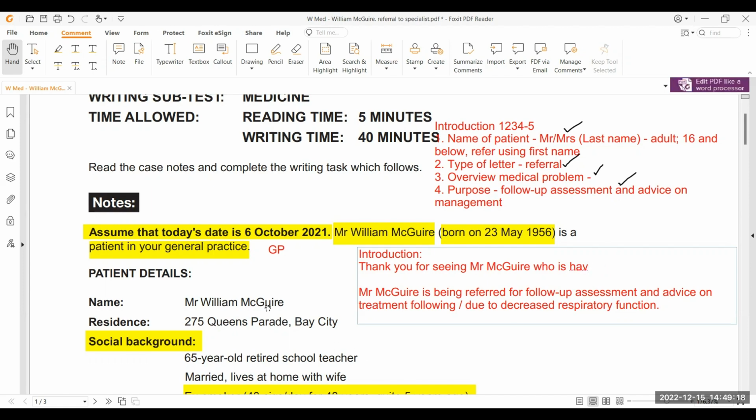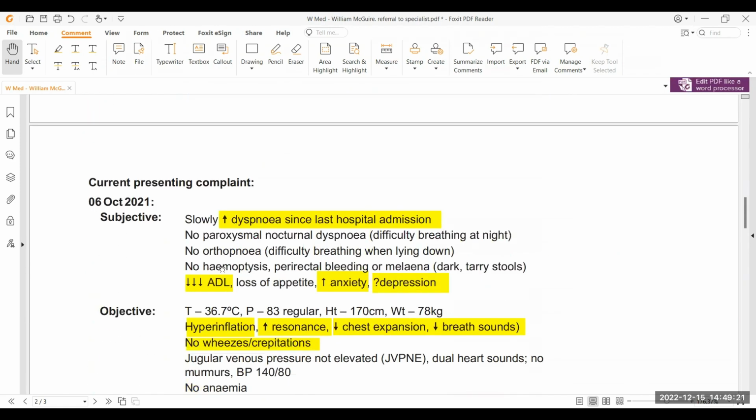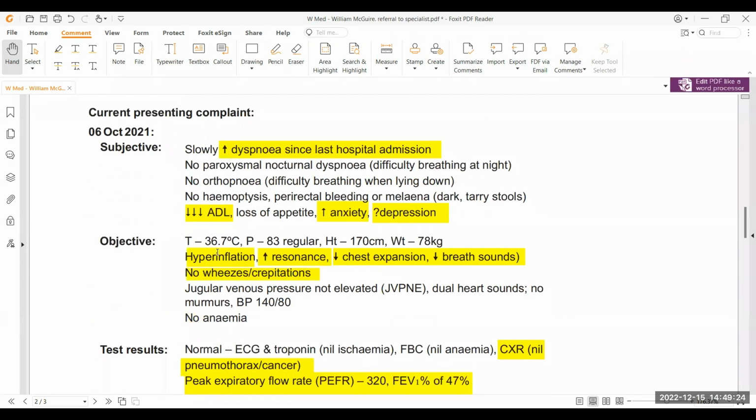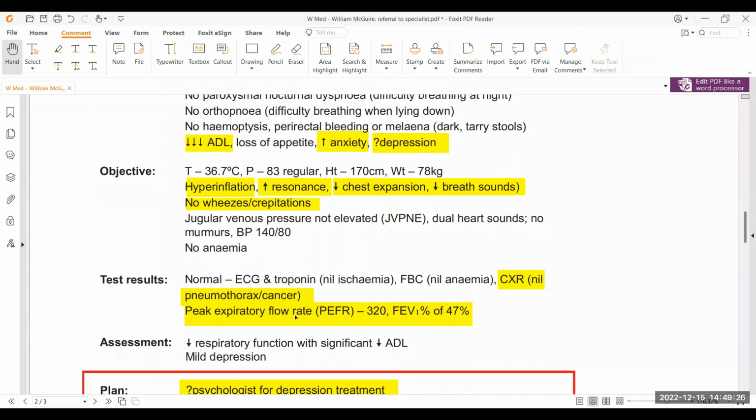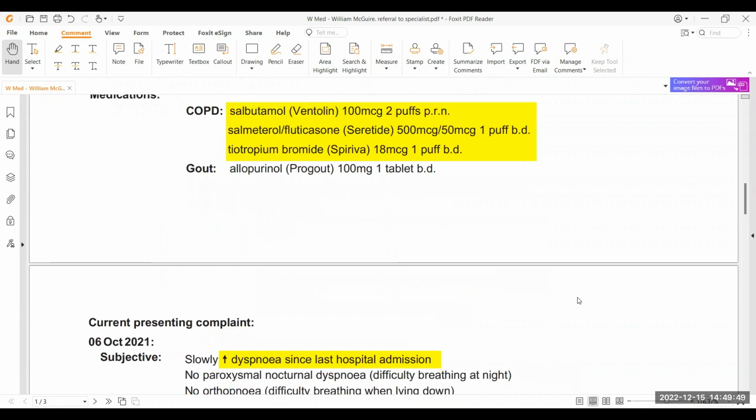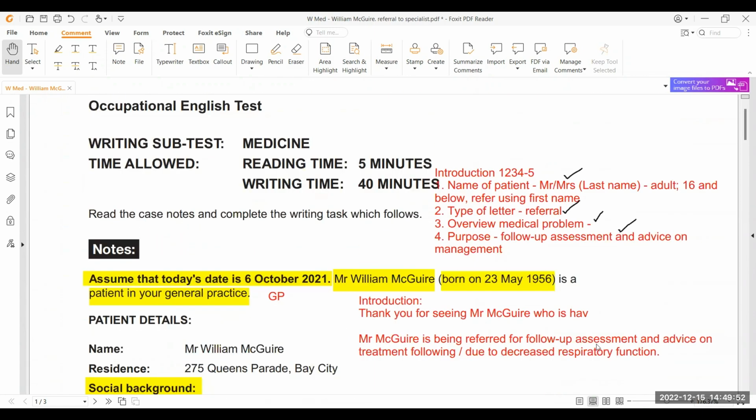Right. The situation here is that today you've seen the patient, and these were the results. Your assessment falls under decreased respiratory function. There's also a significant decrease in ADL and even mild depression, but the major factor here would be the respiratory function. So that's what you want to write there, doctor. Instead of "decrease," let's try to use another adjective, because I think Dr. Tatiana used "decrease."